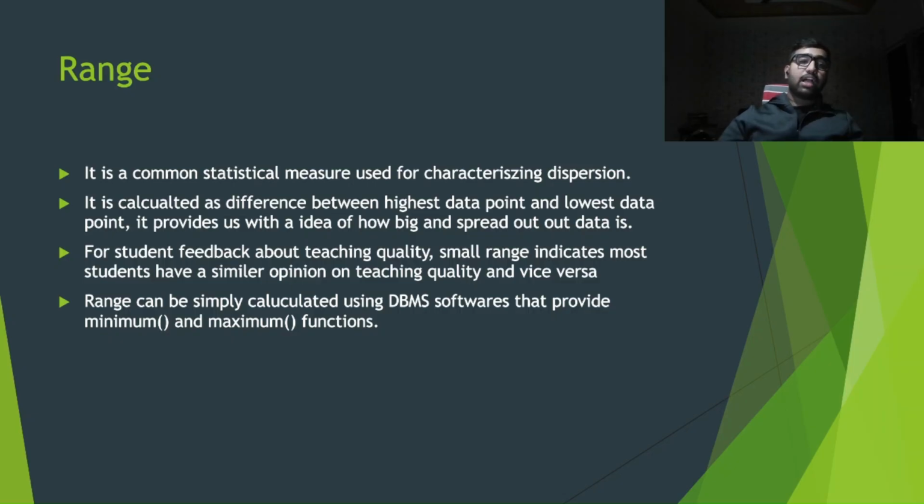For student feedback about teaching quality, a small range indicates most students have a similar opinion on teaching quality, and a large range would indicate that the students' opinions are varied on teaching quality. Range can be simply calculated using database management system software that provide minimum and maximum functions. These are the inbuilt functions which tell us about the minimum and the maximum values in our data set, and then we can simply calculate the difference of these two values to get the range.